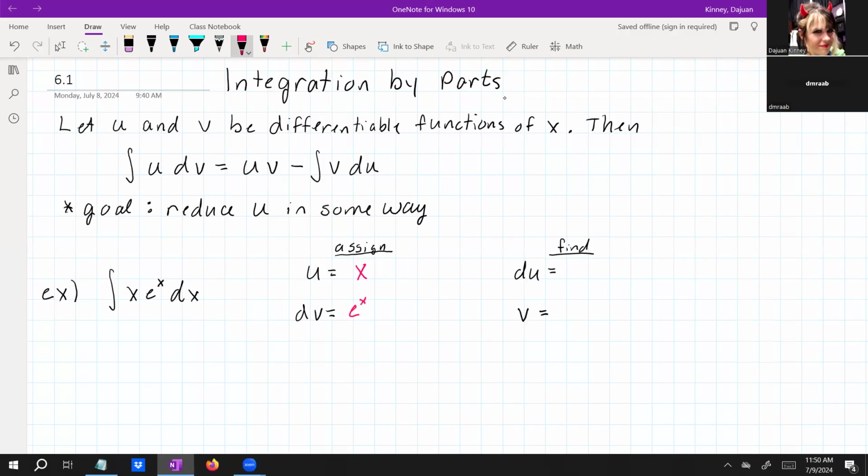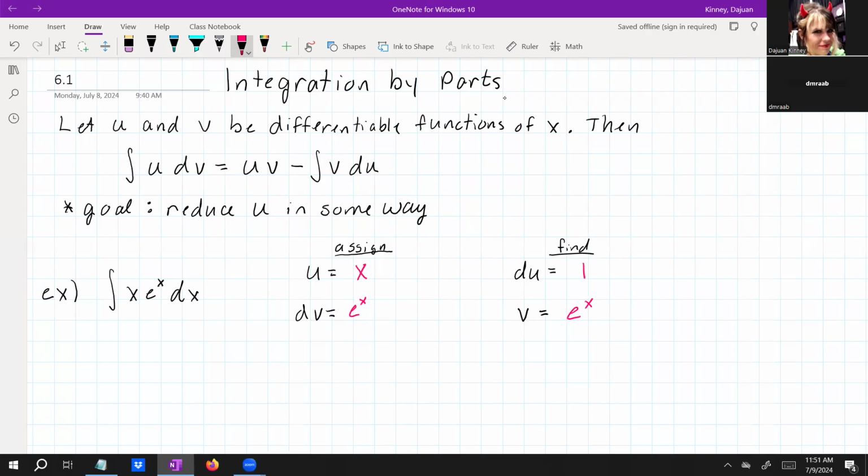You can throw on a dx or not. I usually don't. Okay. So assign your variables. Now, and I always list them like this. So going across, find du. So what is the derivative of x? Well, it's nice. It's just 1. Now, what is the antiderivative of e to the x? Well, that's just e to the x, and we leave off the plus c for these. Cool.